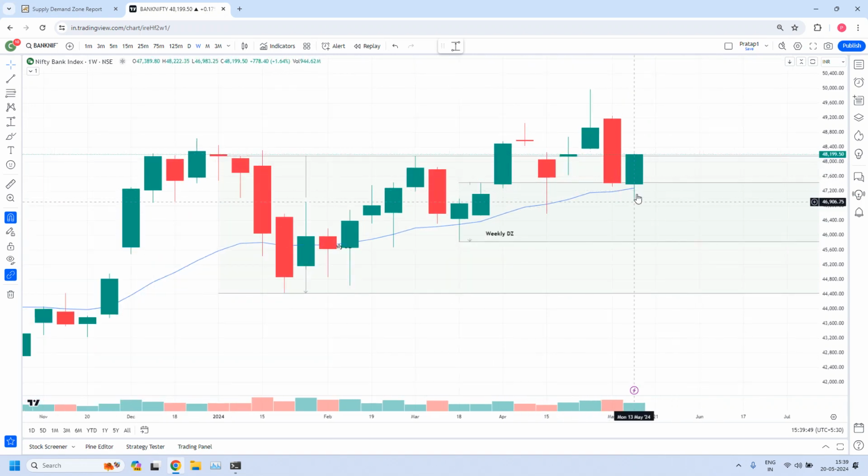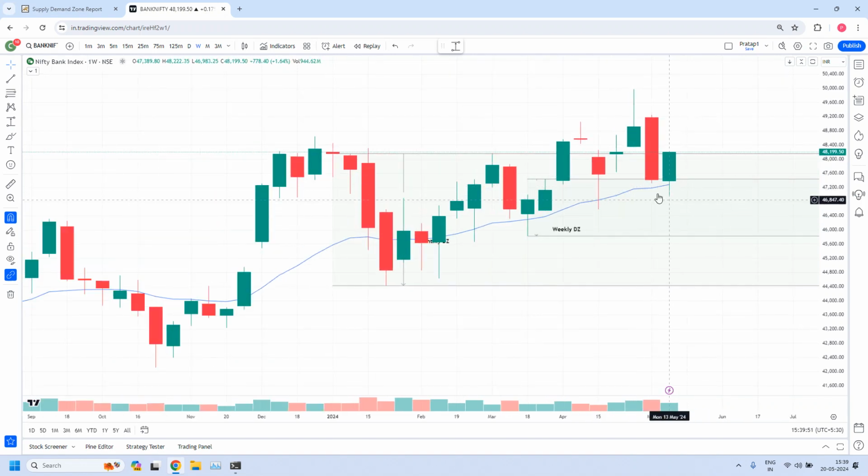And this zone is also having weekly EMA confluence. Weekly demand zone is having weekly EMA confluence. And the price overextension is also completed. There was an overextension when prices were here. After that prices came down and the overextension is completed. And now again prices are moving away from the weekly demand zone.